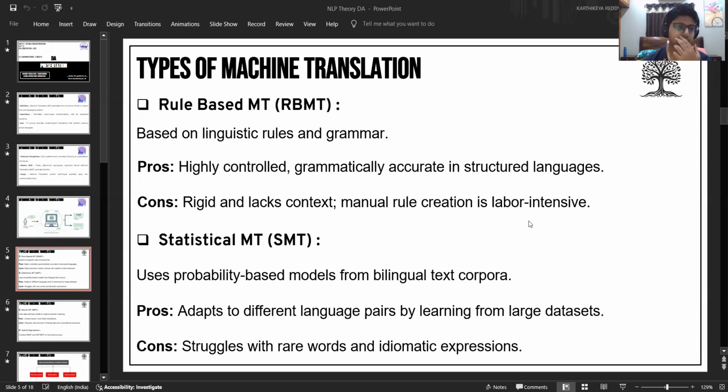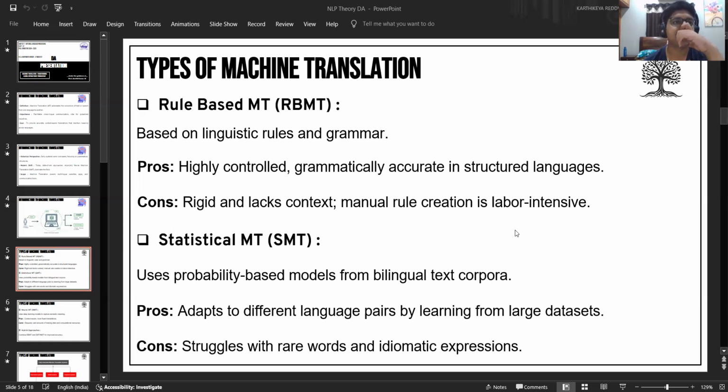And coming to the next model, statistical machine translation or SMT. It uses probability models derived from bilingual text corpora, and it adapts well to different language pairs by learning from large data sets. But it struggles with rare words and idiomatic expressions.